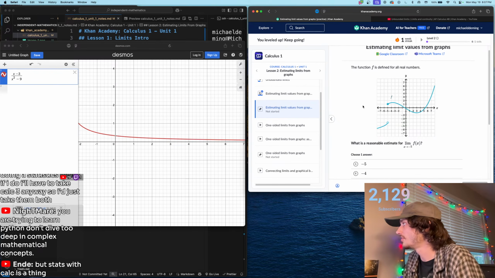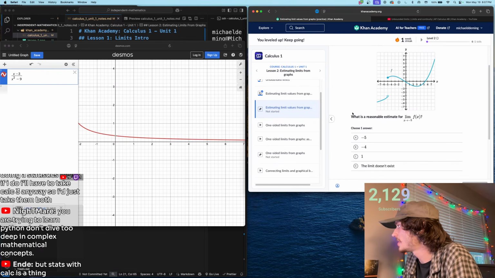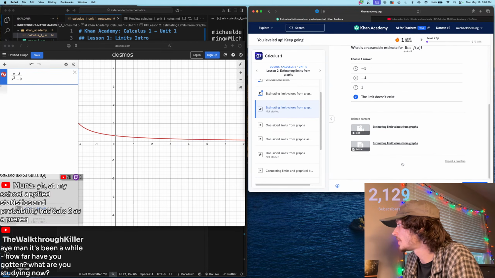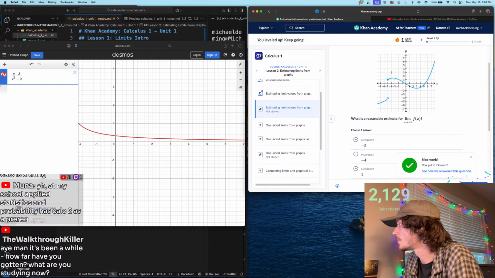Let's go. The function f is defined for all real numbers. What is a reasonable estimate for the limit of f of x as x approaches -5? Well, it's undefined, or its limit doesn't exist. Right. Nice.